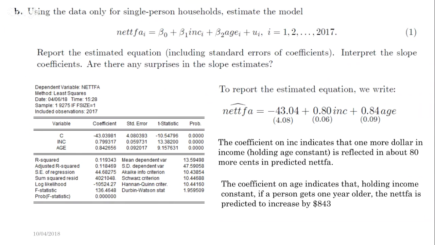Regression. Let's interpret the slope. So we have coefficient on income 0.8 indicates that for one extra dollar in income, you would predict the net financial wealth to increase by $0.8. That's 80 cents.